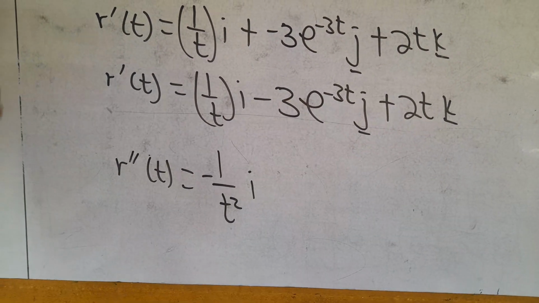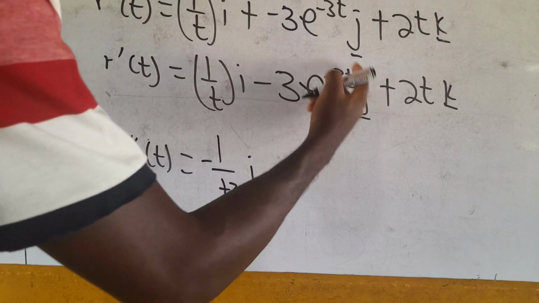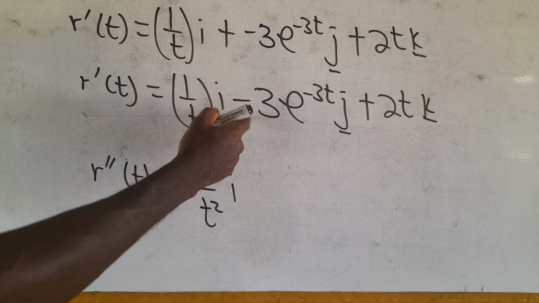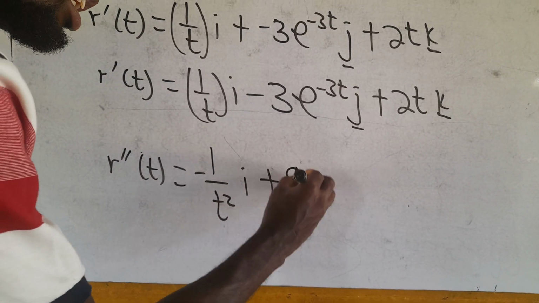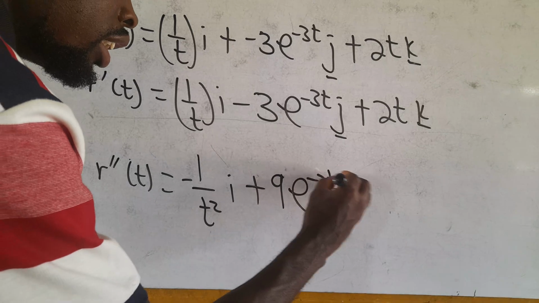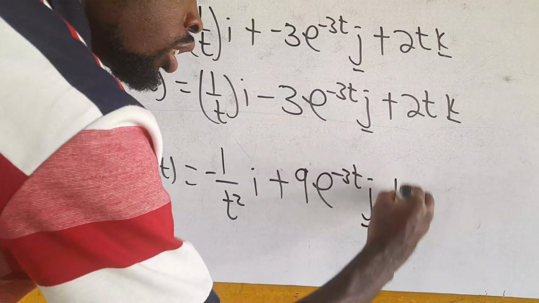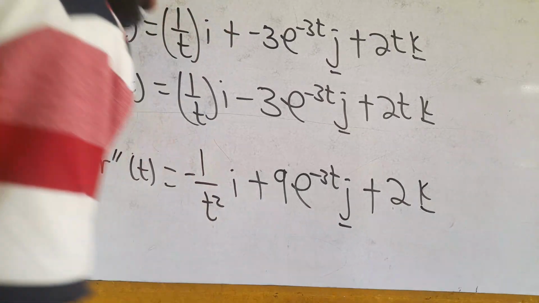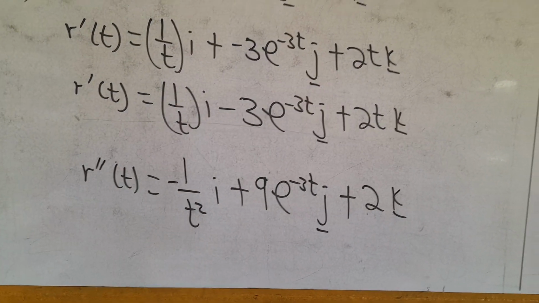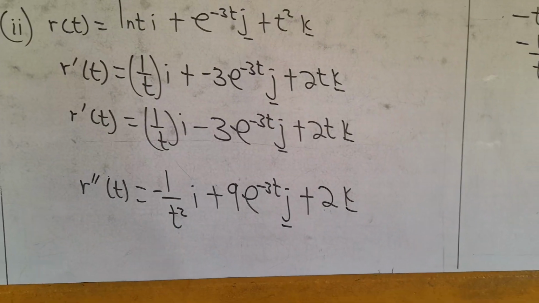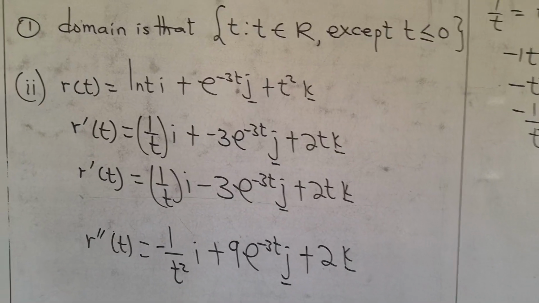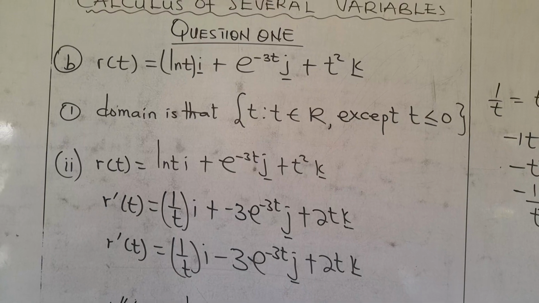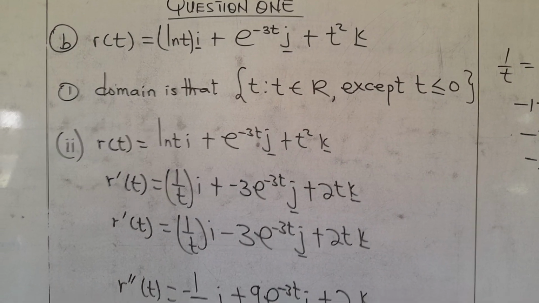Then we differentiate this again. We differentiate the exponent and use it to multiply. When we differentiate negative 3t, we get negative 3. Times this negative 3, we get plus 9e to the negative 3t in the j direction. And the derivative of 2t is just 2 in the k direction. Then this becomes the first derivative and the second derivative of our vector valued function. This is worth 6 marks, just as the domain is also worth 6 marks. This is question 1.